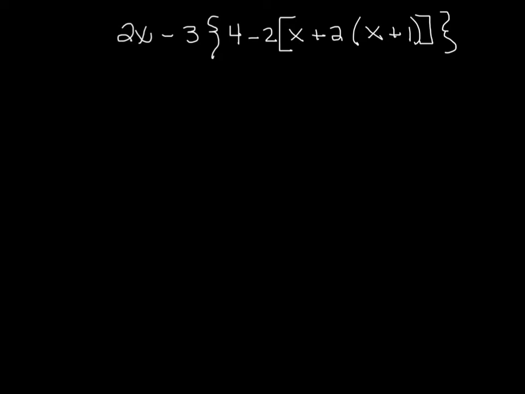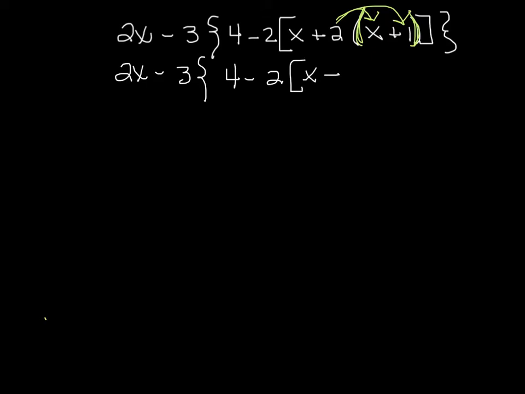I have to start with PEMDAS, which P would be parentheses, and I start with the innermost parentheses. So I'm looking specifically at these parentheses, and I'm going to distribute this 2 into these parentheses. So I'm not going to do anything to the 2x minus 3, 4 minus 2x. I'm going to go ahead and distribute that 2 to the x and the 2 to the 1.